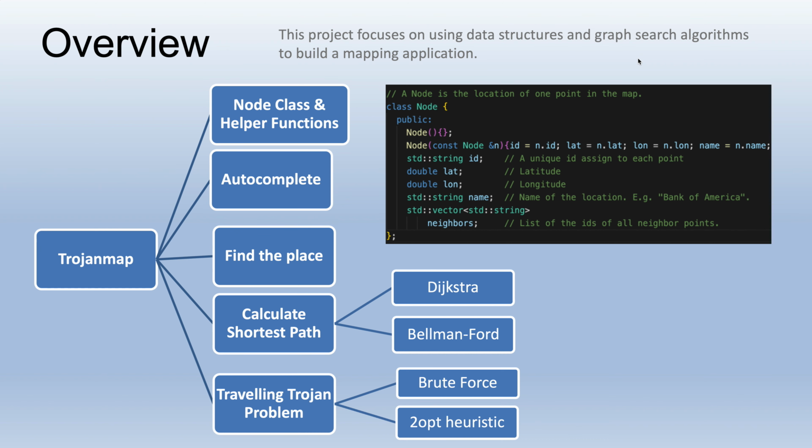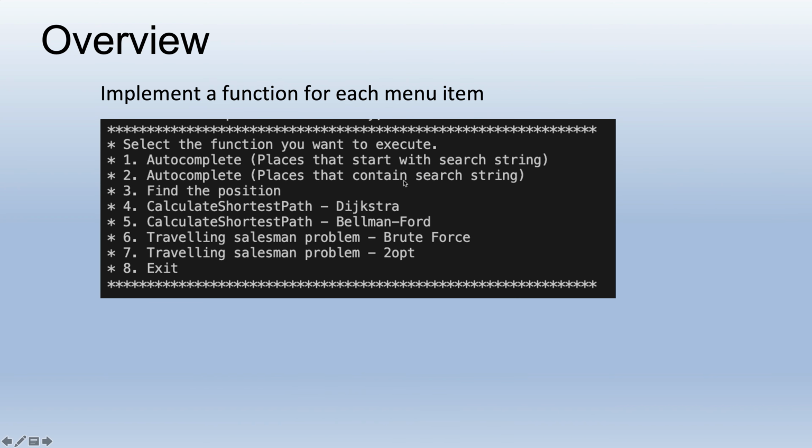Here we use Dijkstra and Bellman-Ford. And the final part is the traveling salesman problem. We use brute force and 2-opt heuristic here. And this is the implementation of our menu item.